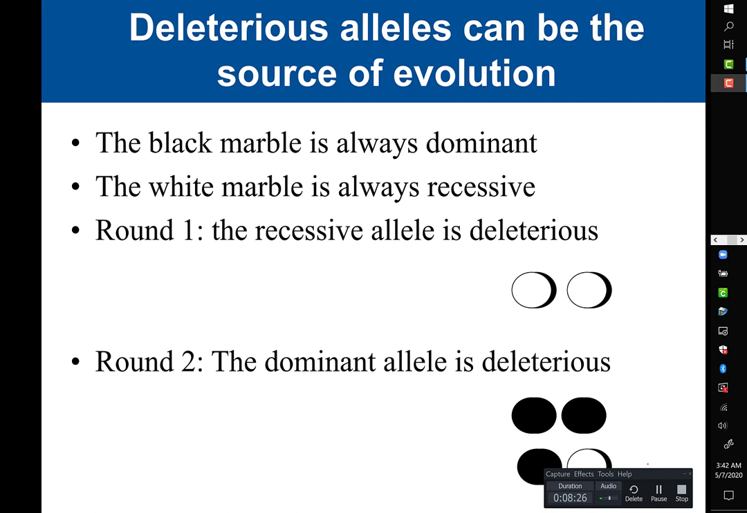Another example would be achondroplasia. Achondroplasia is a type of dwarfism. If you've ever seen that show, Little People, Big World, you've probably seen that you can have two parents who have dwarfism. Now, I'm not sure if they have achondroplasia specifically, but you can see this example there. You have two parents who have dwarfism and they have normal height children.